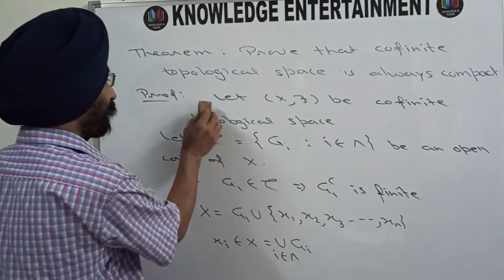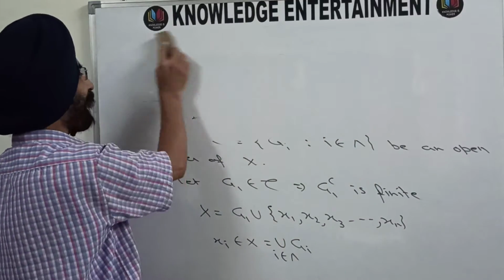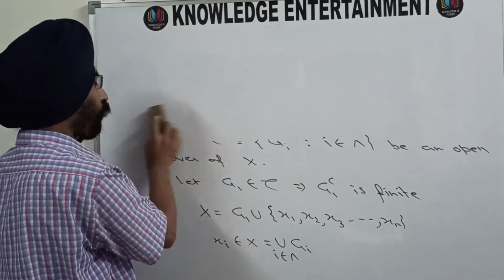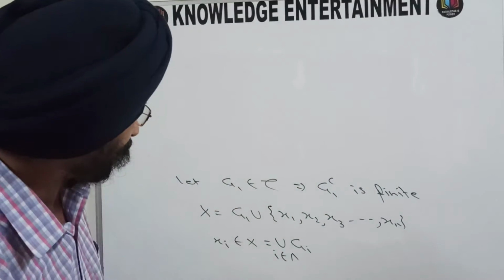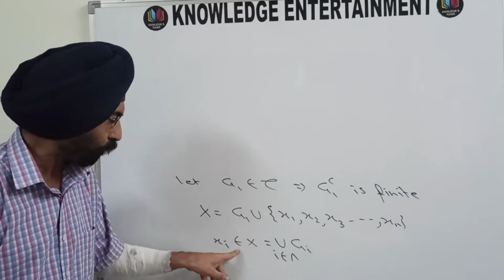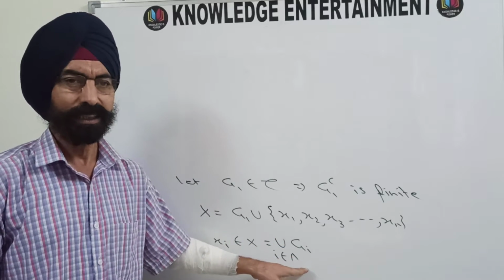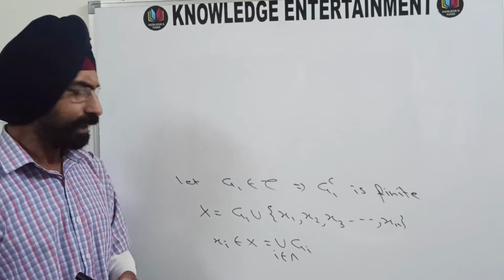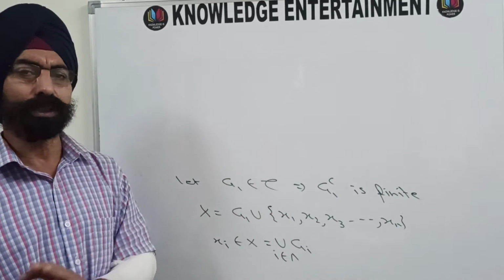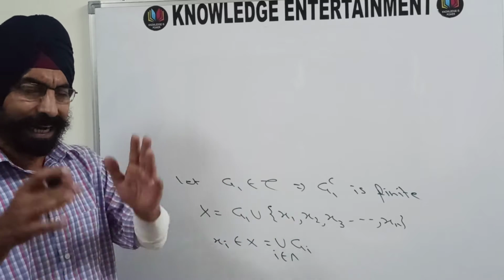So what it means? It means that each of these xi's belong to some particular G_i. Xi belongs to the union. That means xi must be in at least one G_i. So take the smallest index i1 such that x1 belongs to G_i1, x2 belongs to G_i2, x3 belongs to G_i3.